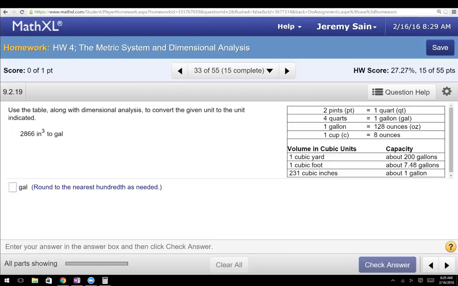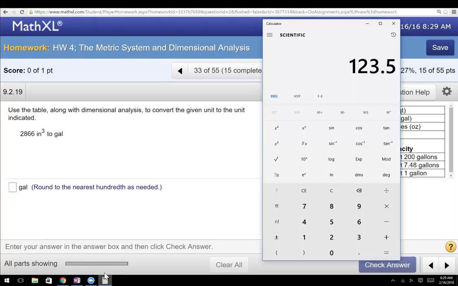Anyway, okay, so we're going cubic inches to a gallon. They do give us cubic inches to a gallon. So what are we going to do with that 231? Divide 28.66 by 231 is 12.41.